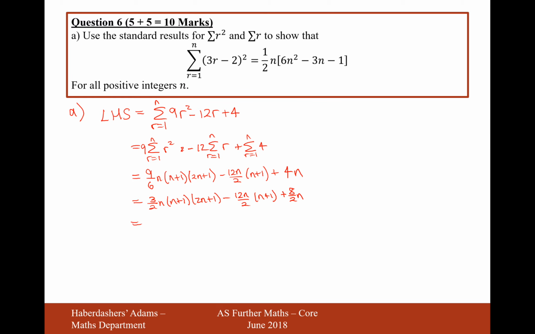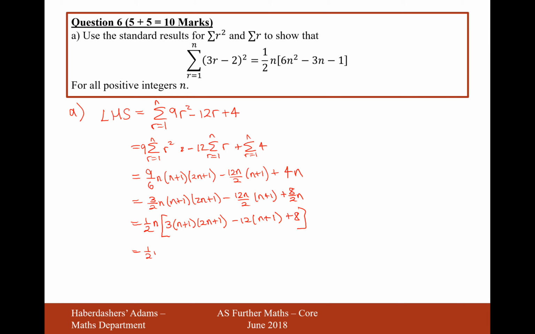Okay, why do we do that? Well, now I can factorise out the half to the front. So it's going to be a half. What else can I factorise to the front? I think I can factorise n to the front, because every term here has an n in it. I nearly could factorise an n plus 1, but the last term doesn't have an n plus 1 in it, so I can't factorise it out from all three terms here. Let's see what I've got now inside the brackets. It's going to be 3 n plus 1 2n plus 1 minus 12 lots of n plus 1 plus 8.